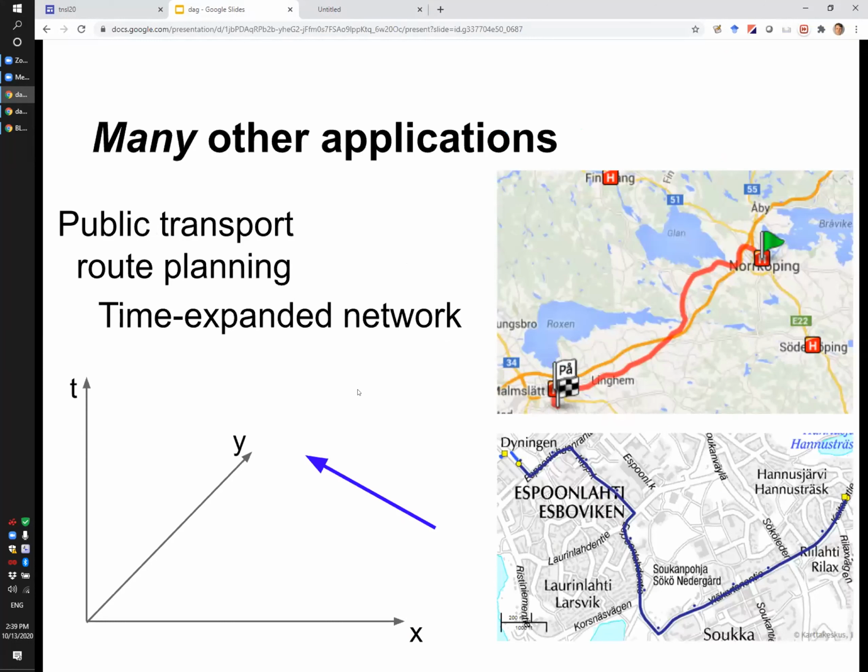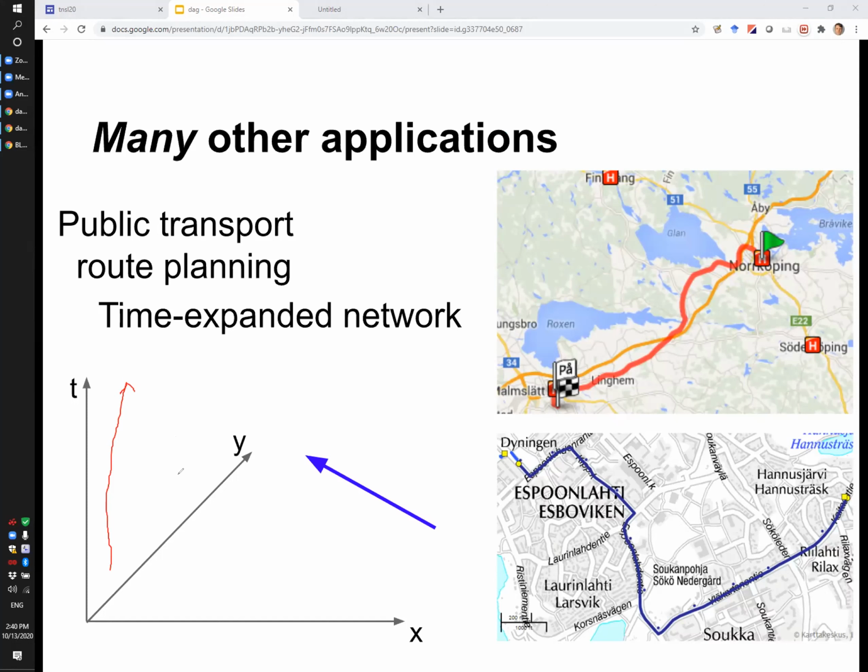So yes, just last words. There are lots and lots of applications where you do have directed acyclic graphs. One place is route planning. If you do the route planning in time, and in most cases you want to, you're not just interested in the shortest path, you're interested in a path that takes as little time as possible. Then you have what is sometimes called a time expanded network, with the vertical axis representing time.